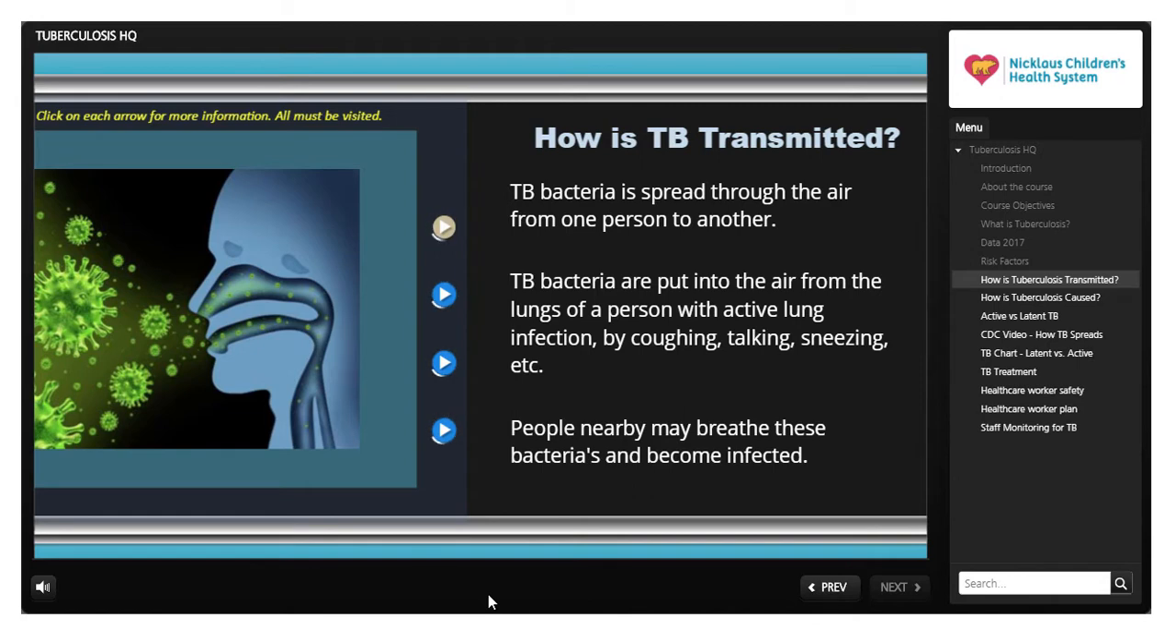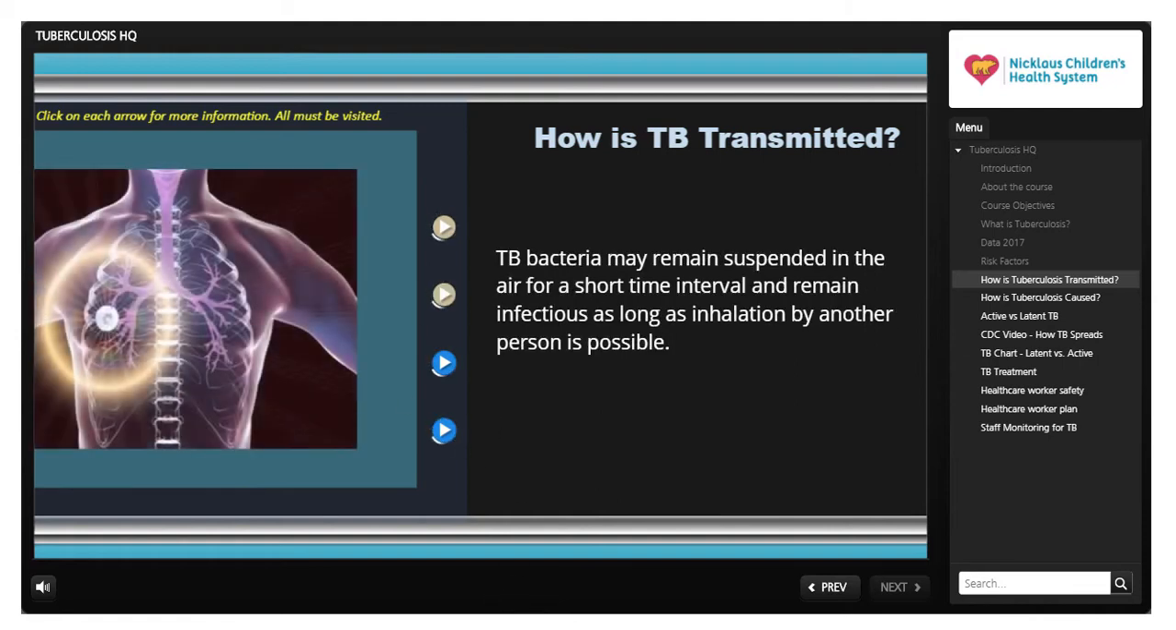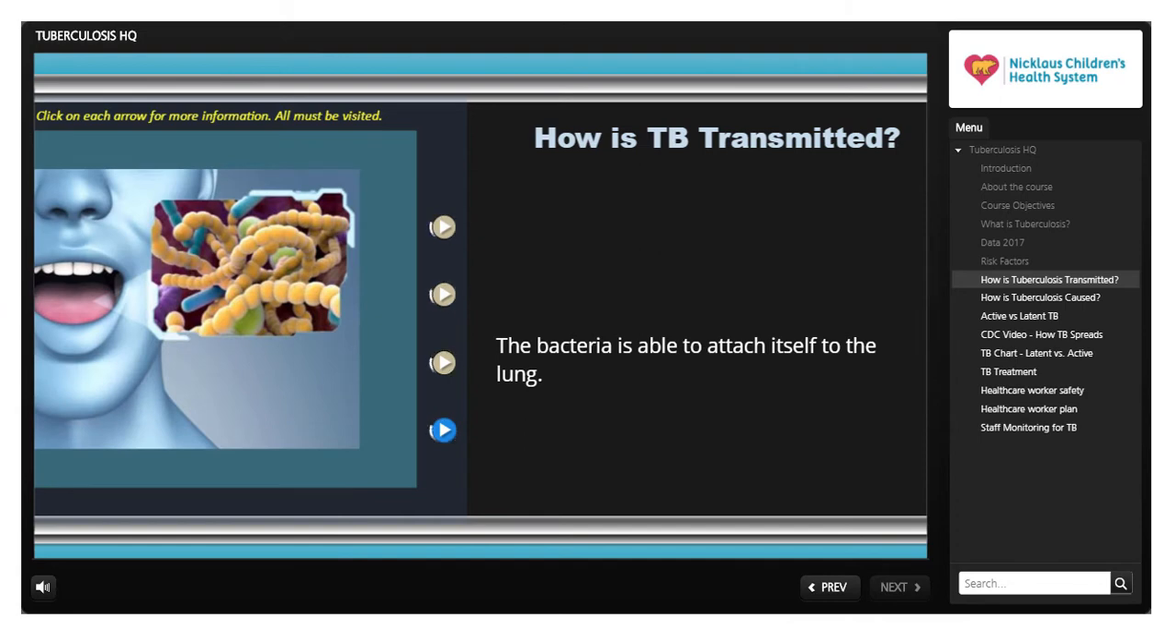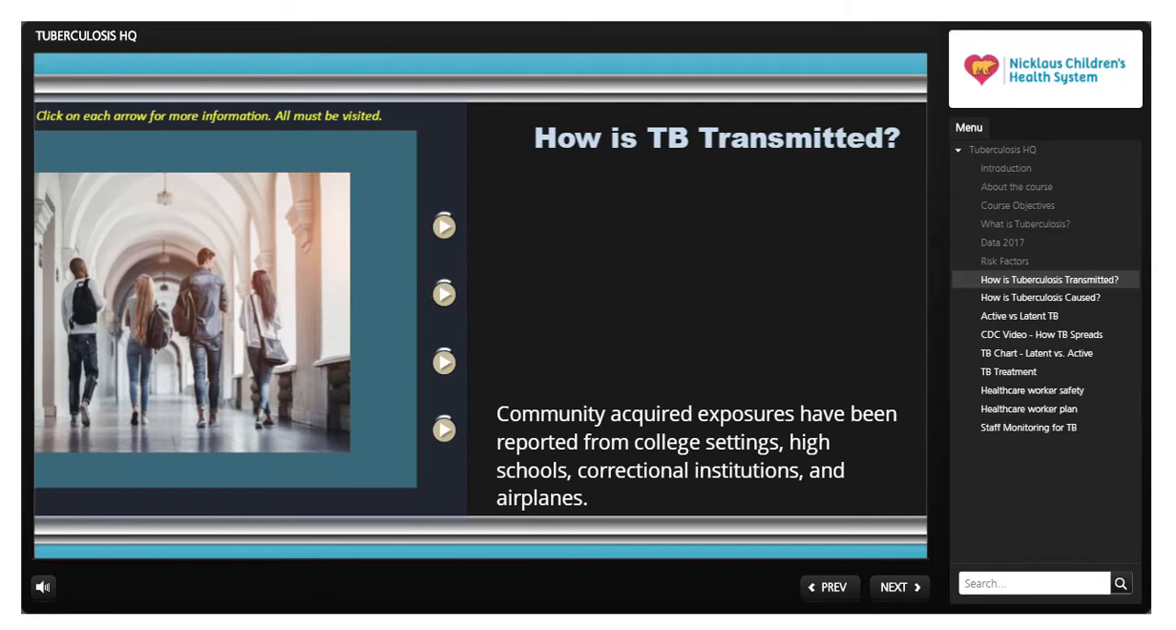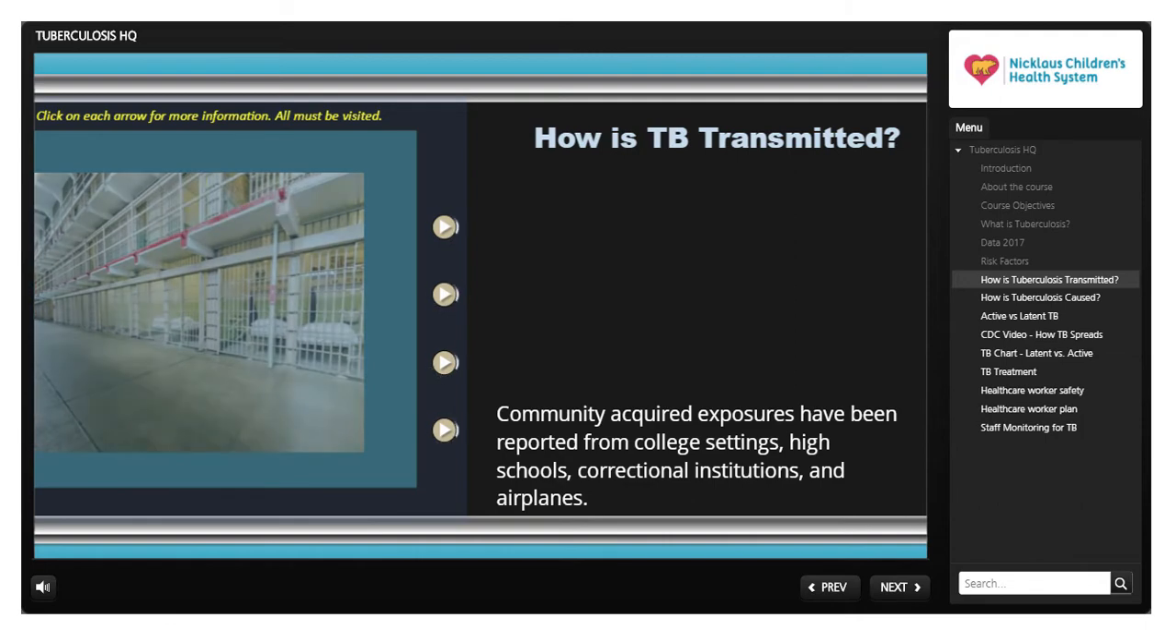TB bacteria are put into the air from the lungs of a person with active lung infection by coughing, talking, sneezing, etc. People nearby may breathe these bacteria and become infected. TB bacteria may remain suspended in the air for a short time interval and remain infectious as long as inhalation by another person is possible. The bacteria is able to attach itself to the lung. Community-acquired exposures have been reported from college settings, high schools, correctional institutions, and airplanes.